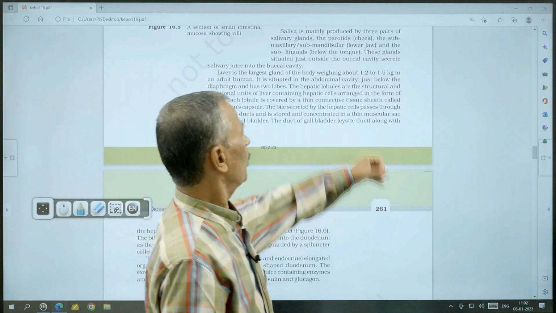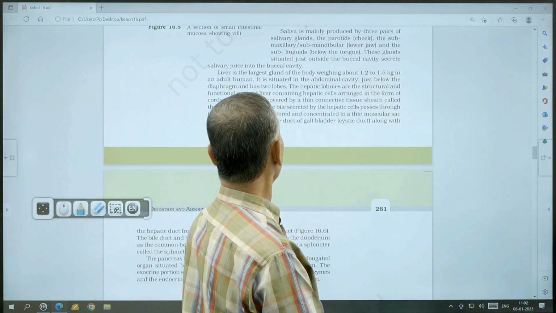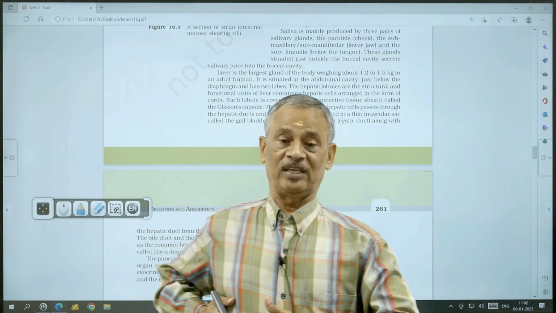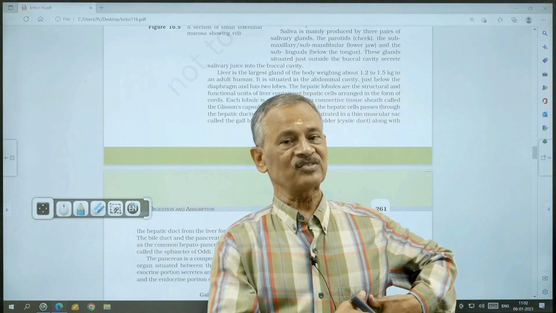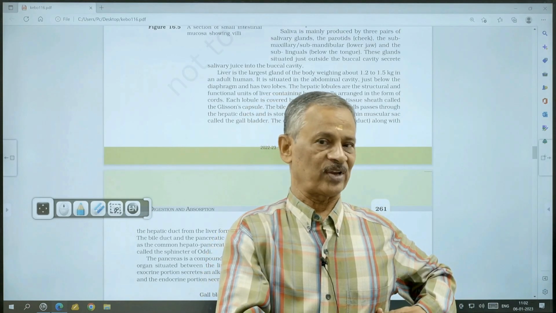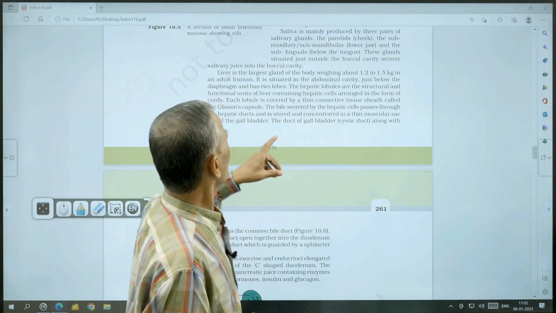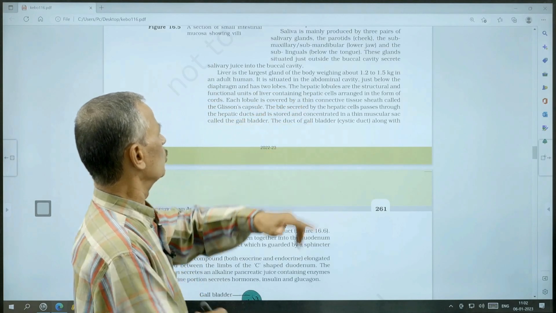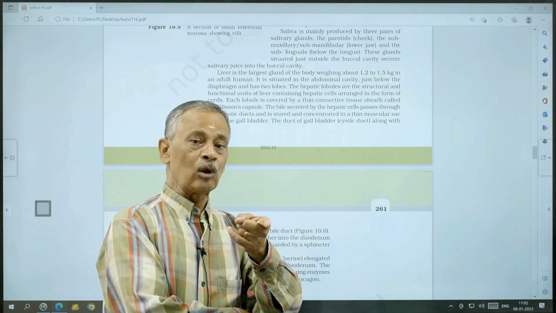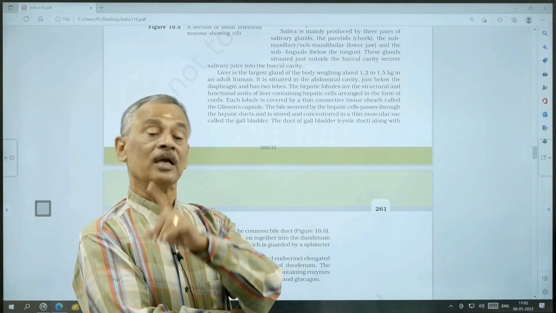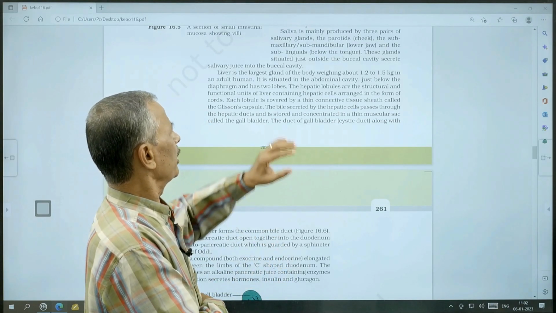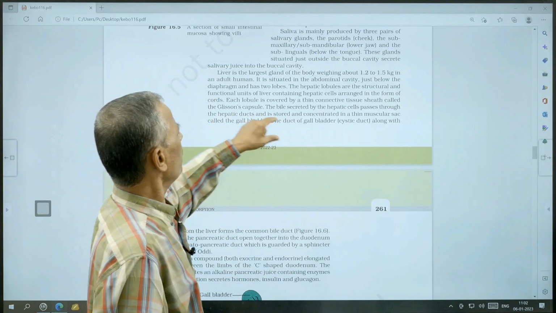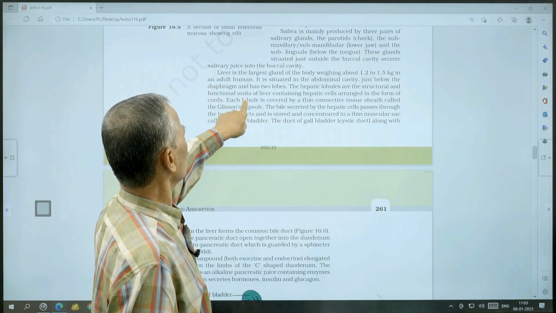The liver weighs about 1.2 to 1.5 kg in an adult human. It is located on the right side of the abdominal cavity. On the left-hand side, you have the stomach. Stomach is on the left-hand side, liver is on the right-hand side. It is situated in the abdominal cavity just below the diaphragm and is made up of two lobes, a right lobe and a left lobe. Each lobe is made up of a number of lobules, hepatic lobules. The hepatic lobules are the structural and functional units of the liver.